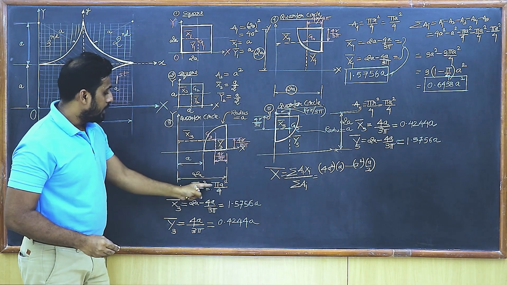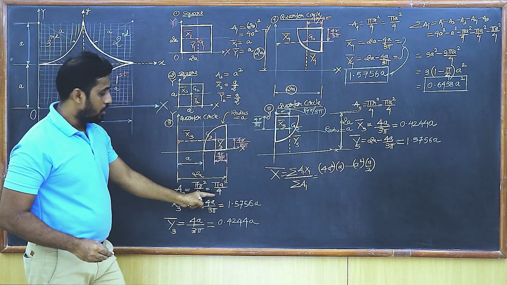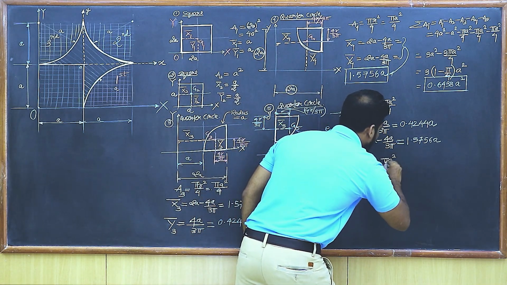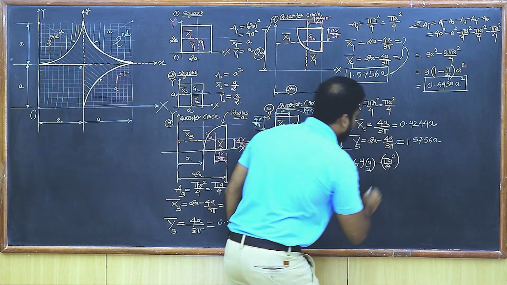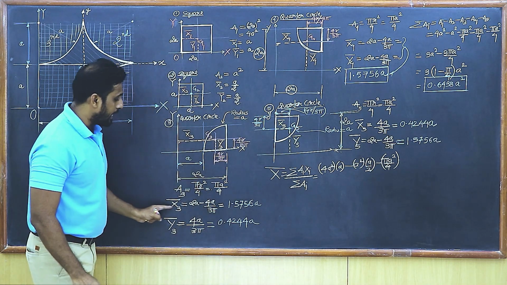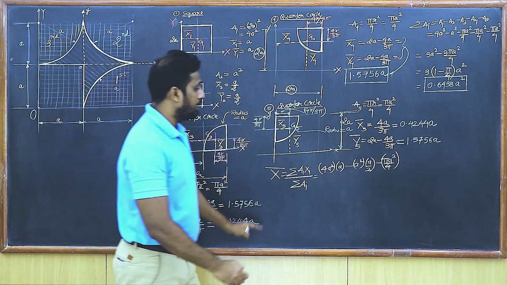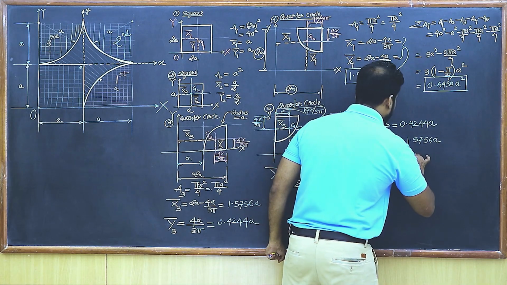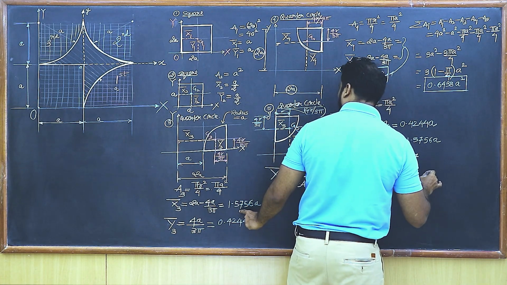Then the third one is pi a square upon 4. So I write minus pi a square upon 4. That's the area. It multiplies with x3 bar, 1.5756a. So the calculations are going to be slightly difficult and challenging over here, so we need to take care of all the values.